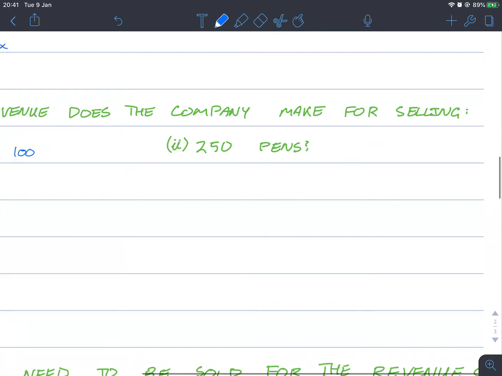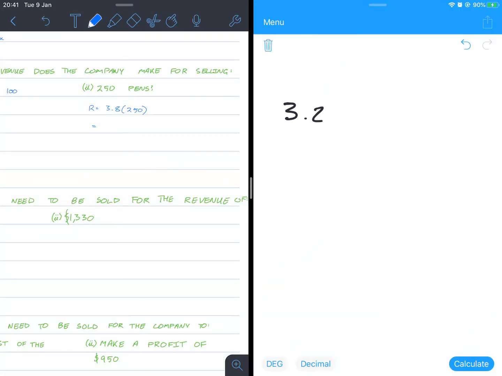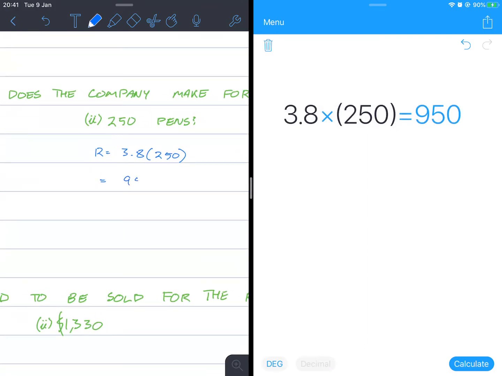What if it were 250 pens? Now very similarly, it'll be $3.80 times 250. That's $950 revenue.